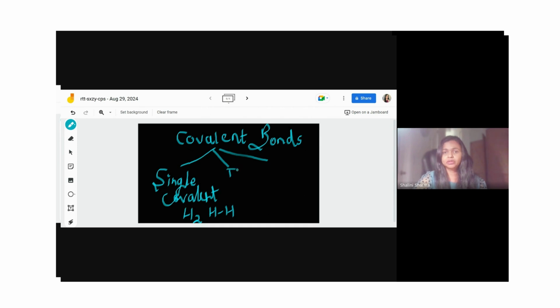Double covalent bond. Here, oxygen is a good example of double covalent bonding. And triple covalent bond. A double means two pairs of electrons being shared. And how that sharing of electrons takes place, we'll be looking at shortly.